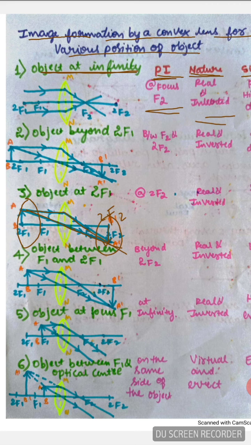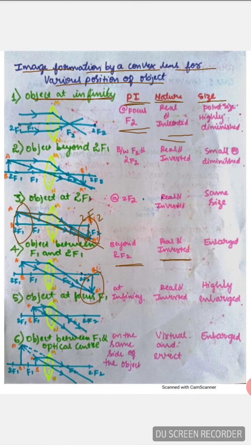The image is formed behind 2f2, and you can see the size of the image is enlarged compared to the object, and it is real and inverted. So when you place the object between 2f1 and f1, you will get the image beyond 2f2, and it is real and inverted, and it is enlarged.